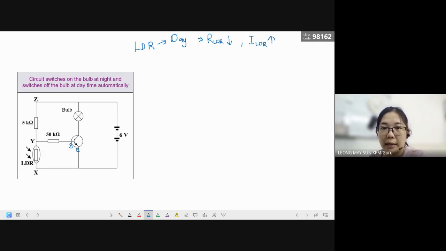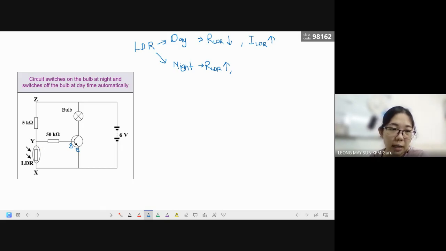So at night, the resistance across the LDR is high, allowing more current to flow through the LDR. Please be very careful with all the words that I'm saying. I'm trying to simplify so that you all can understand better. So over here, the power supply, there's only one, so the current will actually flow through the collector's current and also the base current.